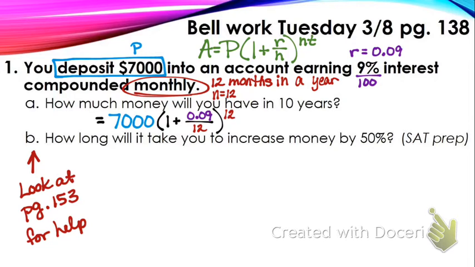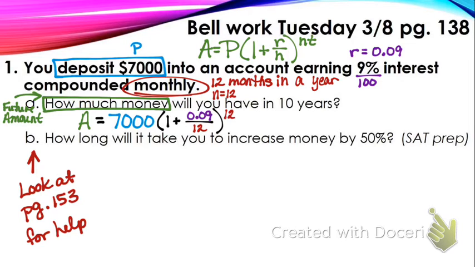Can I use any other information that they gave me up here in this bold text before we get down to part A? No, we've used everything they've given us. We used the 7,000, we used the 9%, we used the monthly. What are they wanting me to find when it says, how much money? A. We're looking for some future amount. And that's what our A represents, a future amount of money.